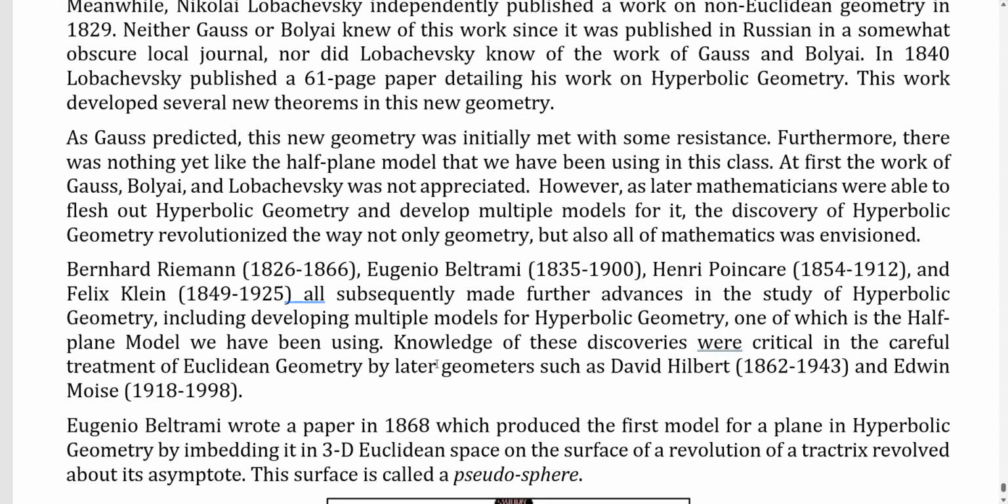Some important later mathematicians that worked on geometry and non-Euclidean geometry were Bernhard Riemann. You may know him from Riemann sums from calculus. He lived from 1826 to 1866. Eugenio Beltrami lived from 1835 to 1900. Henri Poincaré lived from 1854 to 1912, and Felix Klein lived from 1849 to 1925.